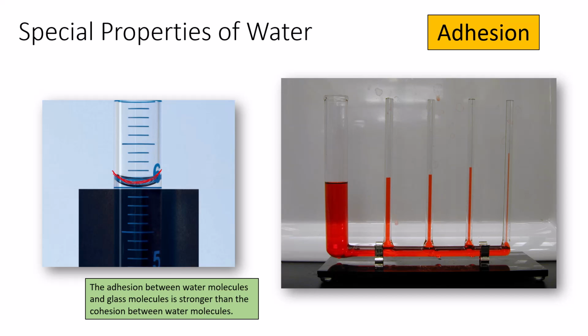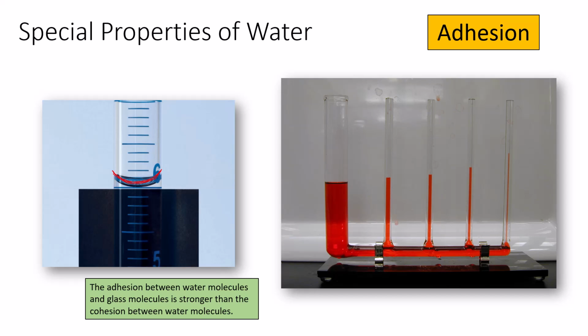And so you'll see that the water in these graduated cylinders is bent. We call that the meniscus, and it's formed because of the strong adhesive forces of the water molecules being pulled up the sides of the glass, because there is an interaction between the positive side of the water and the net negative charge of the glass.